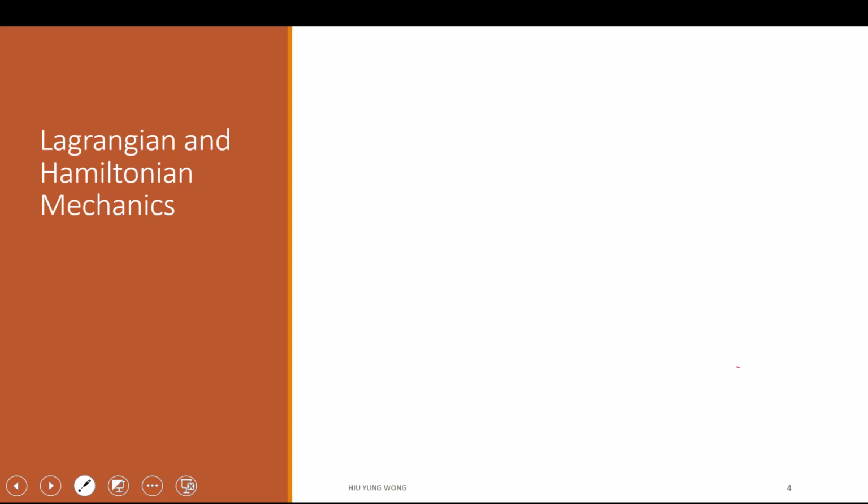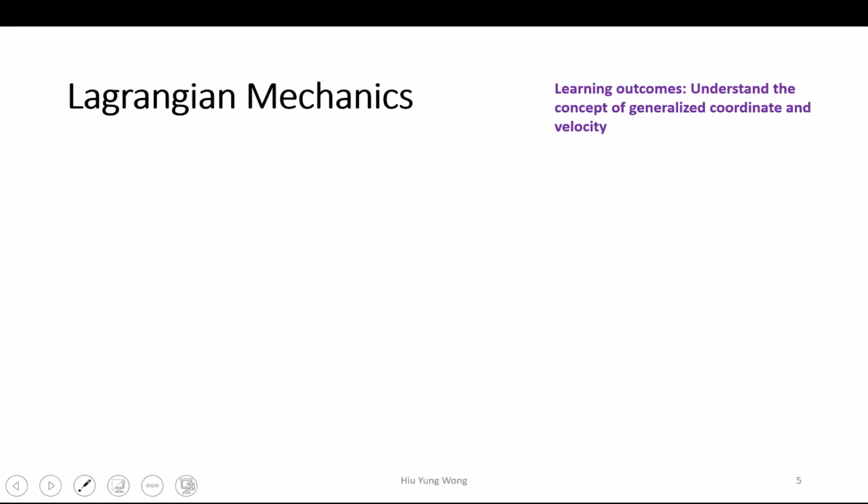Treatment for this, which can help us deduce some concepts we cannot see from Newtonian mechanics directly, right? So we'll start with something called Lagrangian mechanics. The main point here is that they have something called generalized coordinates.